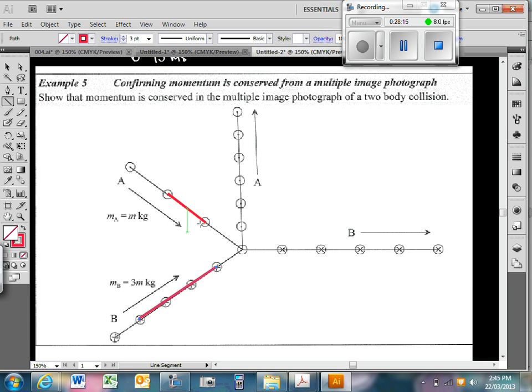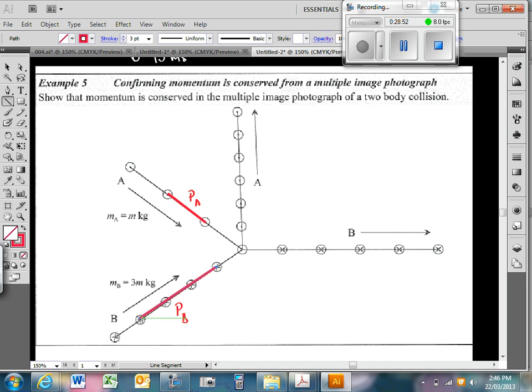If I'm talking about momentum, that's a line. This is the momentum of A, and this is the momentum of B. I better draw that line again because it's a terrible line. And this is the momentum of B. Then I can take into account the masses, can't I? And MB is 3 times the mass of A.